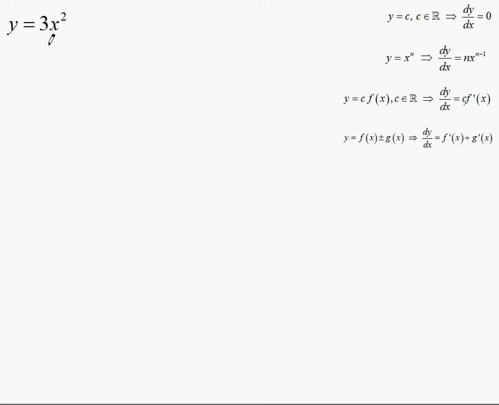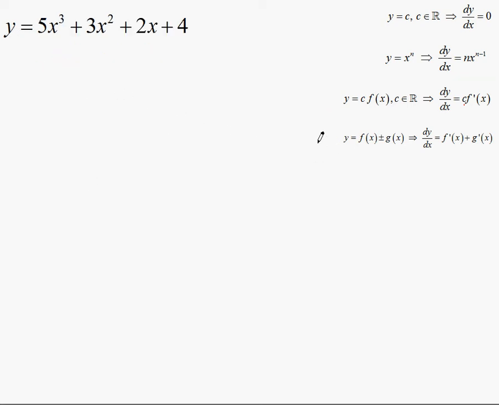This next example, we have a constant times a function. So here's a constant times a function. We're going to use this rule and then this rule to take the derivative. So here it says we ignore the constant. So we just write the 3 again. The derivative of x squared is 2x. And then we simplify, getting 6x as the derivative.